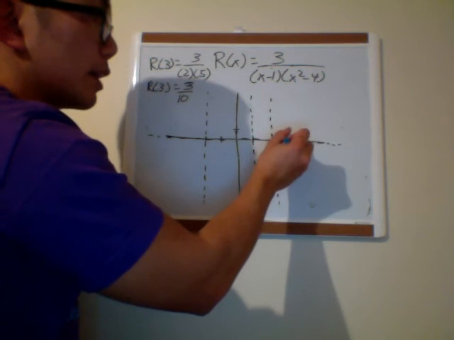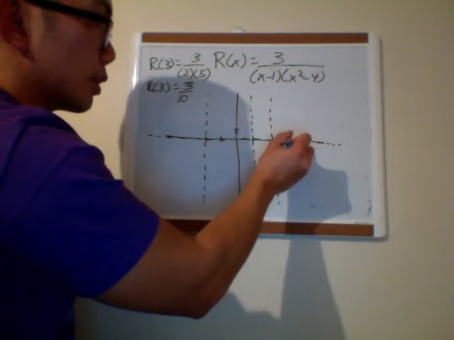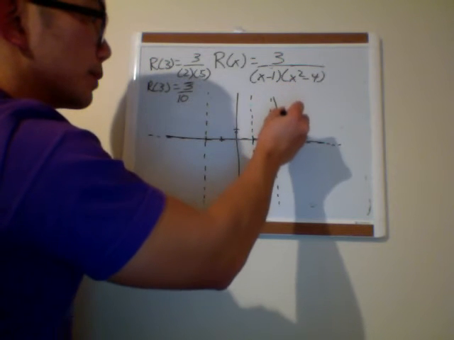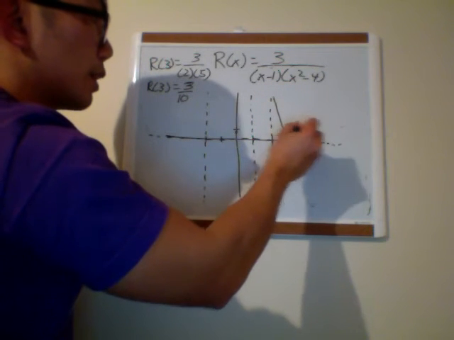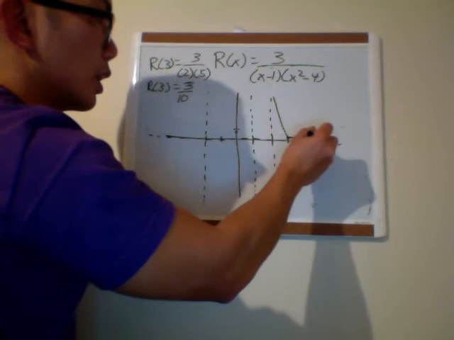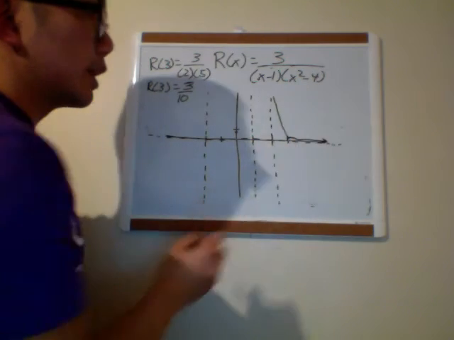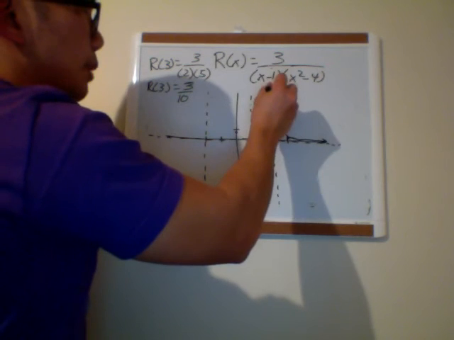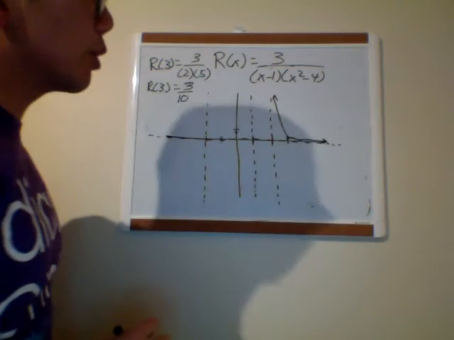I know that since I go through the point 3/10, I'm going to start up here, and then I'm going to approach the x-axis but never touch it. And then I'm going to go up, and it's going to approach the vertical asymptote and never touch it.